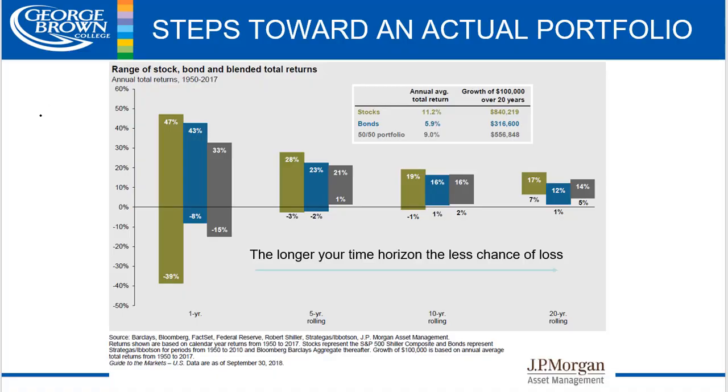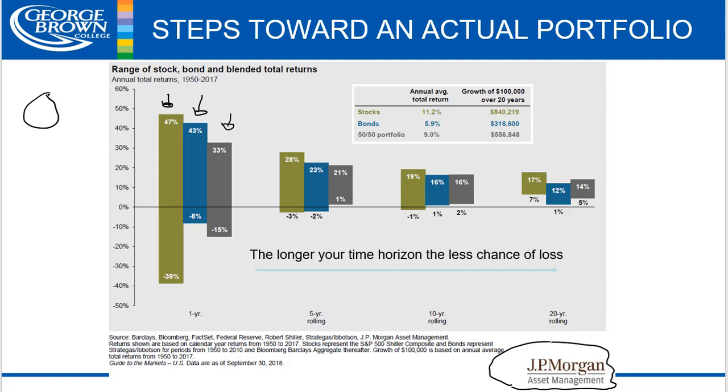Okay, so what this chart is showing us, and the source is from JP Morgan. If you Google search JP Morgan Guide to the Markets, you'll find a PDF document that you can find for free on the internet, and this is where I got the source. And so the green bar is looking at stocks. That's represented by the S&P 500. The blue bar is looking at government bonds, and the gray bar is a 50-50 portfolio.